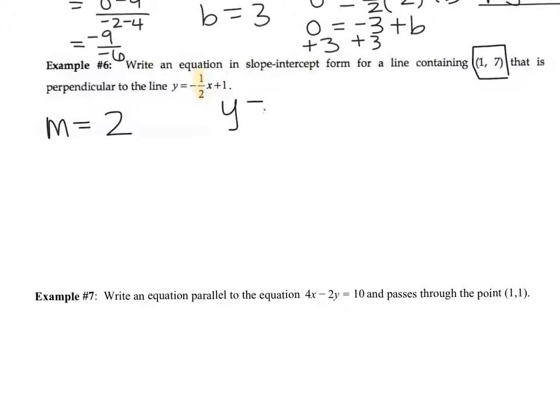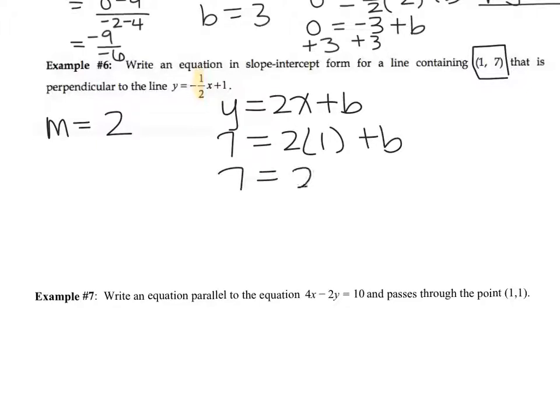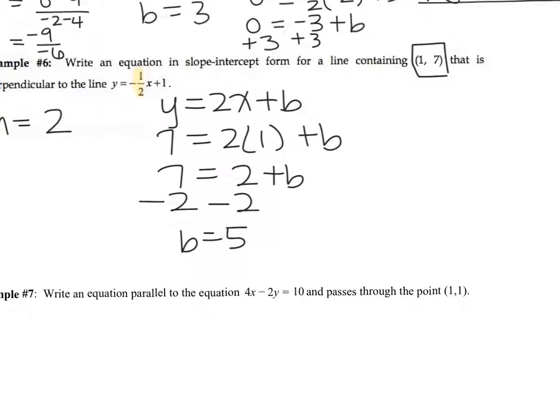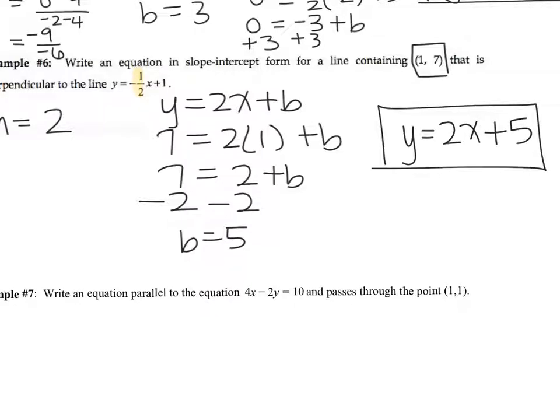So we're going to have y equals 2x plus b, plug in our point for x and y, and we're going to get 7 equals 2 times 1 plus b. So we get 7 equals 2 plus b, subtract 2 from both sides, and we get that b equals 5. So our line that is perpendicular and passes through the point 1, 7 is going to be y equals 2x plus 5. And if you were to graph both of these lines, you would see that they are perpendicular.